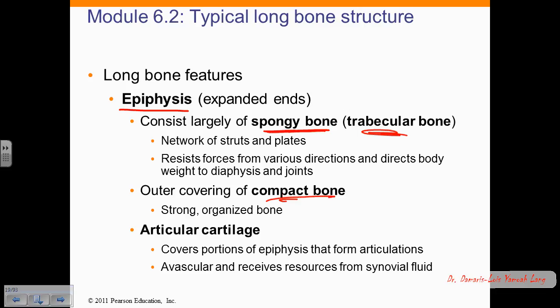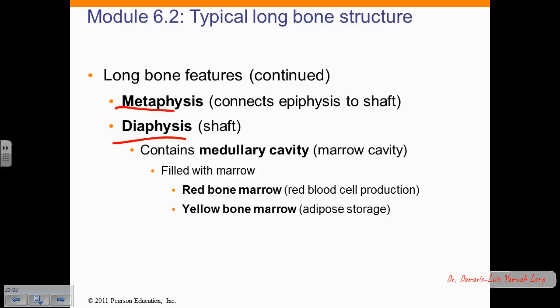And the surface at the very end of bones, because if one bone connects to another bone, there's a cartilage there to prevent bone-to-bone rubbing, which will not be a good idea. And that cartilage on the surface is called articular cartilage. And then the metaphysis is the area that is between the shaft, which is the diaphysis, and the epiphysis.